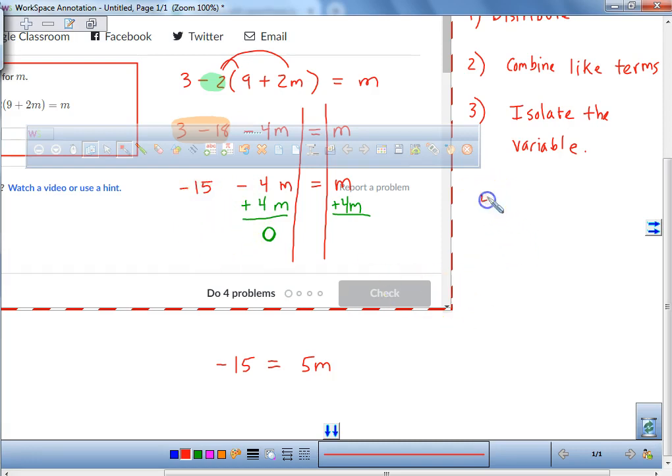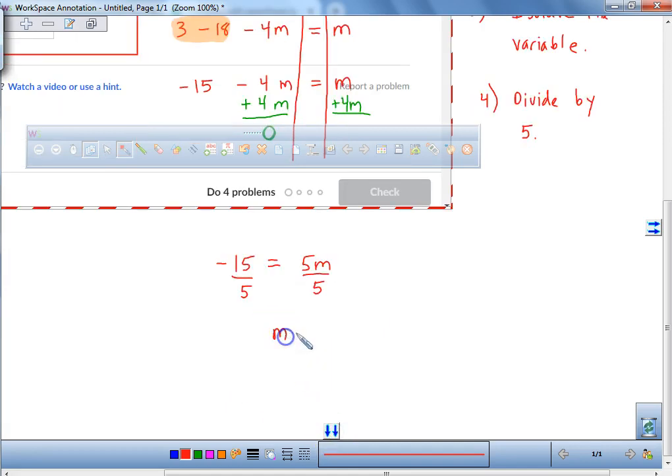And we're going to do the last step now. Okay? Last step is we're going to divide by 5, which happens to be the number that's in front of the variable. So we're just going to divide both sides by 5.